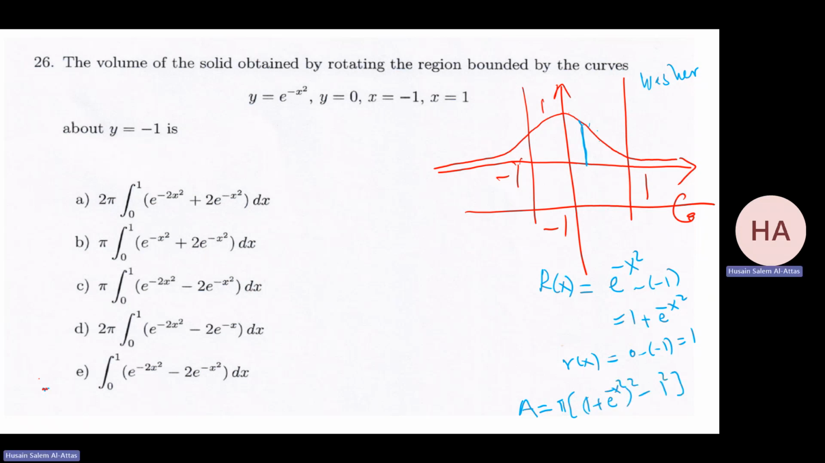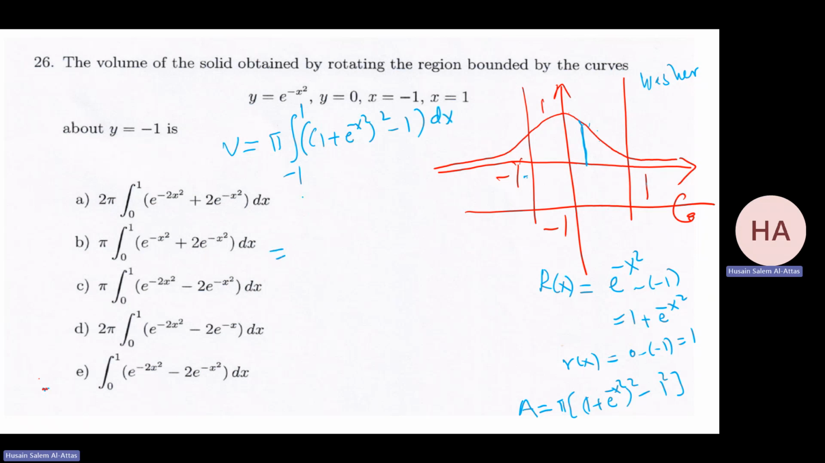And the area will be by this square minus 1 square. And from where to where? X values? From minus 1 to 1. So I have the integral from minus 1 to 1 of 1 plus e to the minus x squared, all squared, minus 1 dx.